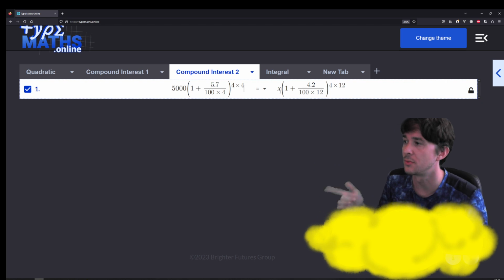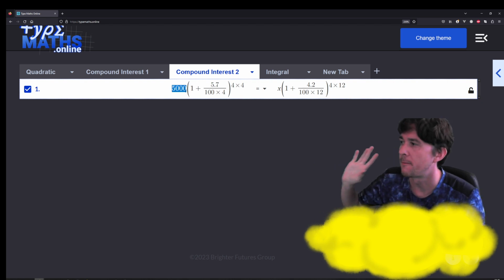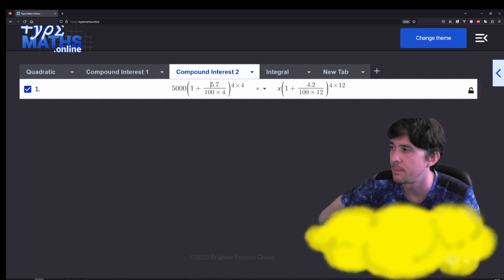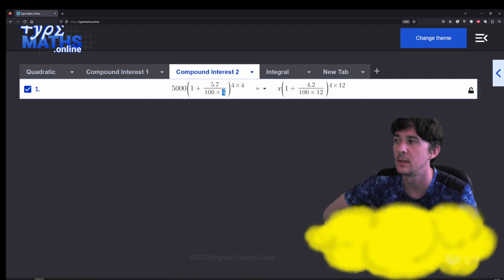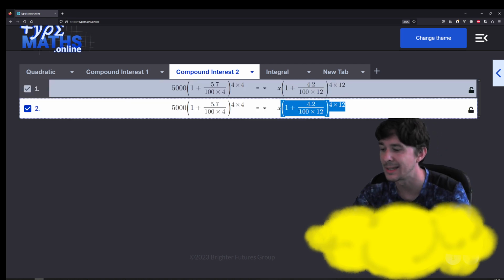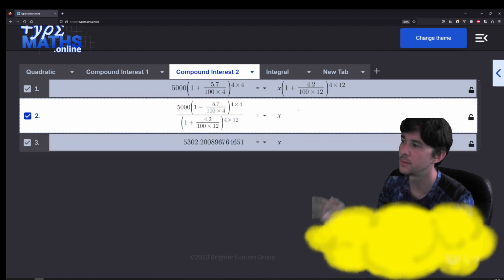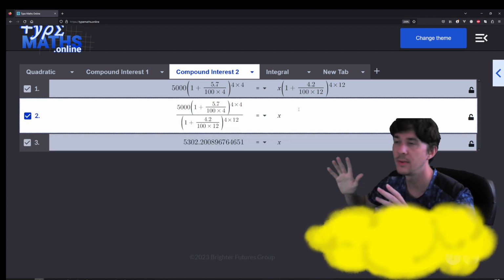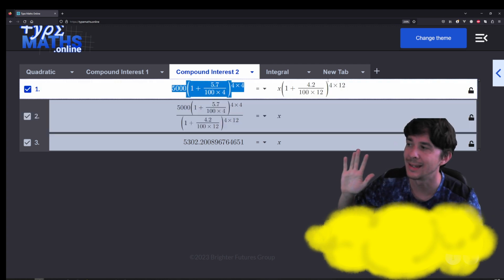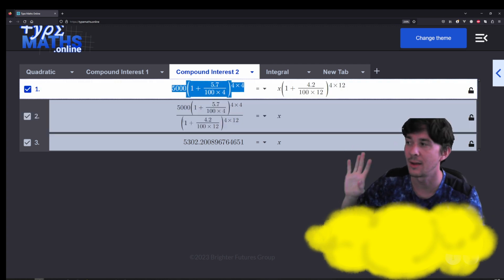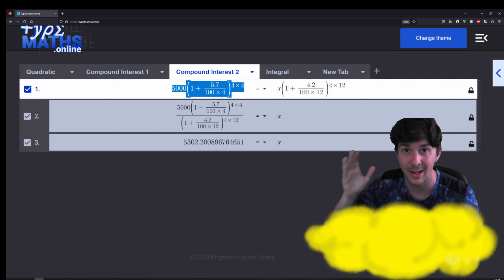Here's another compound interest formula. It says $5,000 is invested at 5.7% compounded quarterly for 4 years. How much would have to be invested with a 4.2% per annum compounded monthly for 4 years for it to be equal? Well, all we have to do is once we've typed all of this up, we just cut that off, we make a fraction over here, Control-Shift-Enter, boom, there's our answer. We didn't even have to calculate how much we would get initially to work it out. We just have to do the algebra. That's how handy this site is.